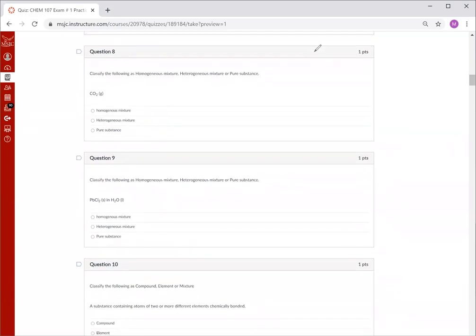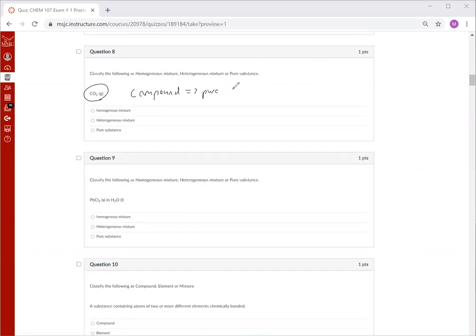And in this case, we're asked to classify the following as a homogeneous mixture, heterogeneous mixture, or pure substance. So CO2 gas, that is a compound. And are compounds considered pure substances? Yes, so this would be a pure substance.